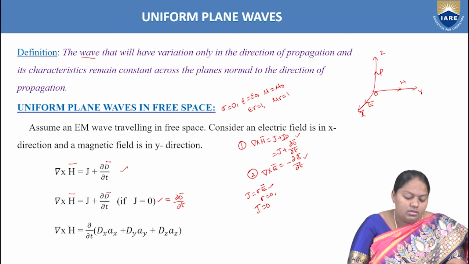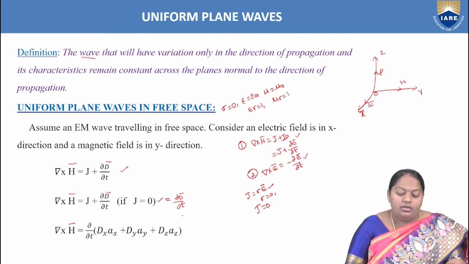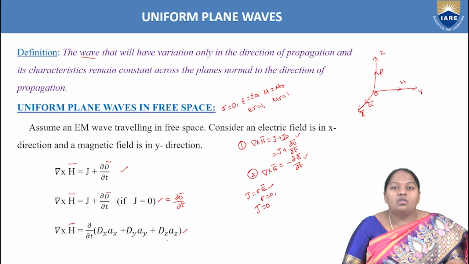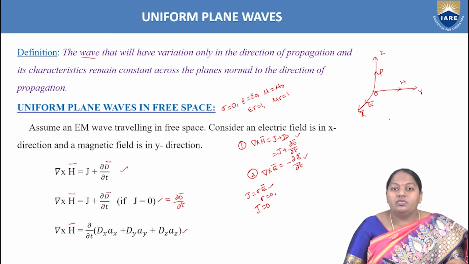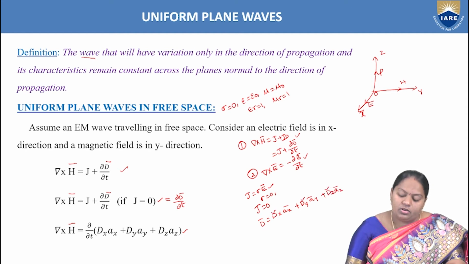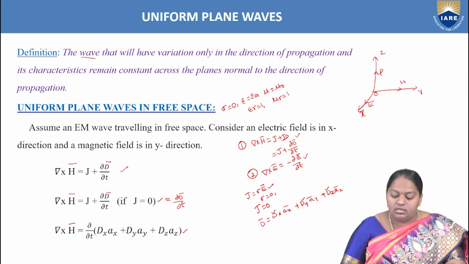Then del cross H bar equal to dou D bar by dou T, where D bar is a vector, which should be expressed in terms of the Cartesian or rectangular coordinate system. Why? Because x, y, z are the three spatial coordinates which we have considered from the Cartesian or rectangular coordinate system. Hence, the vector D can be defined as Dx ax plus Dy ay plus Dz az, where Dx, Dy and Dz are the magnitudes of the electric flux densities in the x, y, z directions, and ax, ay, az are the unit vectors in the respective directions x, y, z.